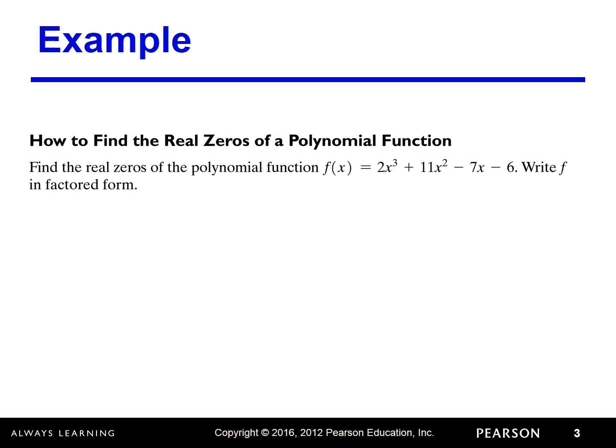Find the real zeros of the polynomial function f of x equals 2x cubed plus 11x squared minus 7x minus 6. Okay, so pretty general polynomial function. It is higher degree. It's just a nice little cubic function. Write f in factored form. So two things we have to do. We have to find and we have to write in a certain way.